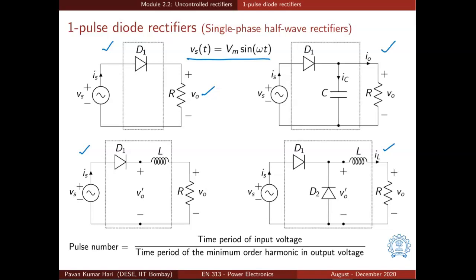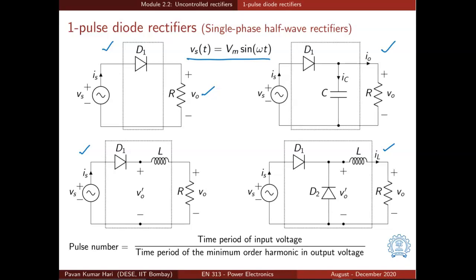The four rectifier circuits that are shown here come under the class of 1-pulse diode rectifiers, or they are known as single phase half wave rectifiers. And this 1 pulse refers to the pulse number being 1. Pulse number is a very popular measure used for rectifiers. It is used to describe the nature of the output voltage waveform of a rectifier.